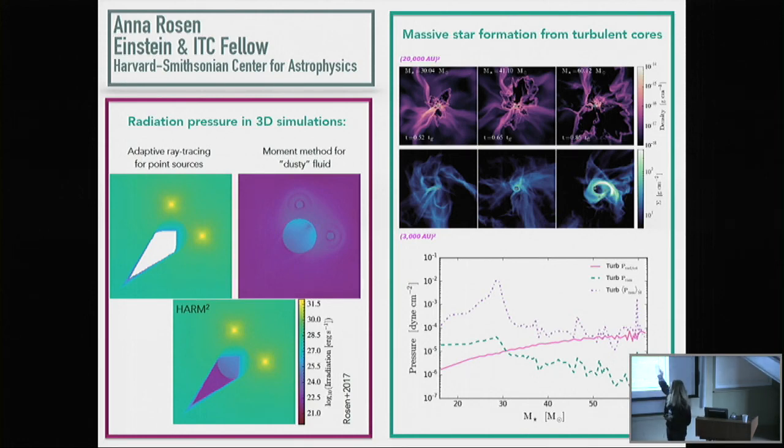And the fact is that you have these dense inflowing filaments that, even though it's not spherically averaged throughout, can overcome the radiation pressure barrier.